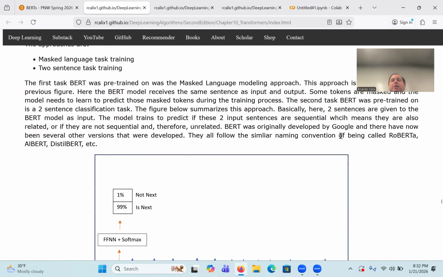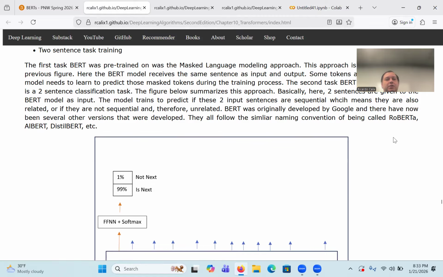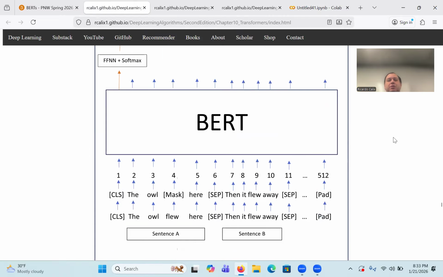BERT was originally developed by Google, and there have now been several other versions that were developed. They all follow the same naming convention of being called Roberta, Albert, Distilbert, and so on. And here's the architecture again.